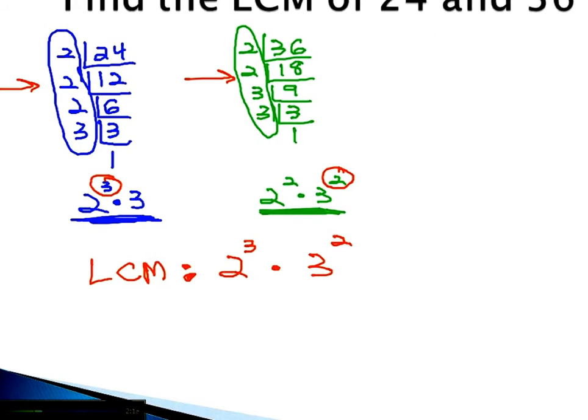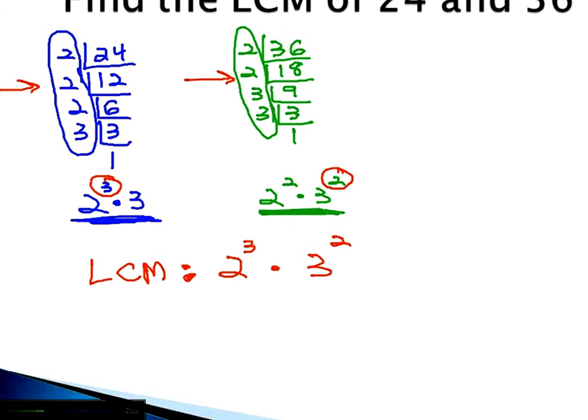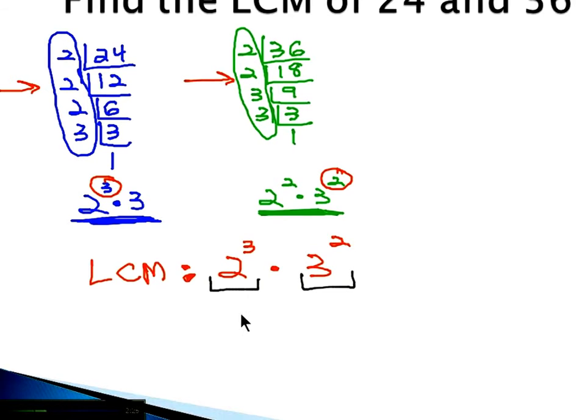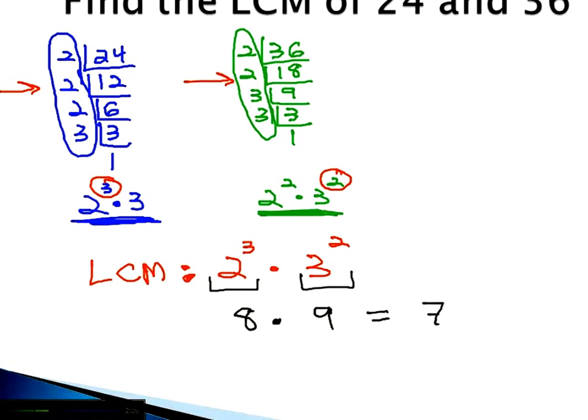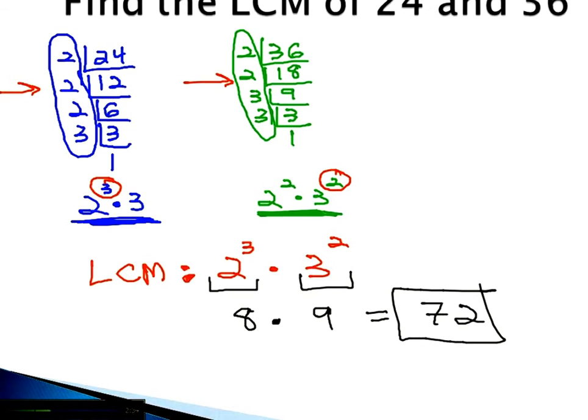The least common multiple, then, of 24 and 36 is whatever 2 cubed times 3 squared is. Order of operation asks us to do the exponents first. 2 cubed is 8, 3 squared is 9, and 8 times 9 is 72. And we now have our least common multiple of 24 and 36.